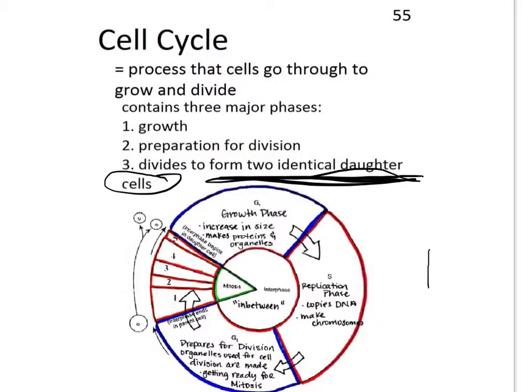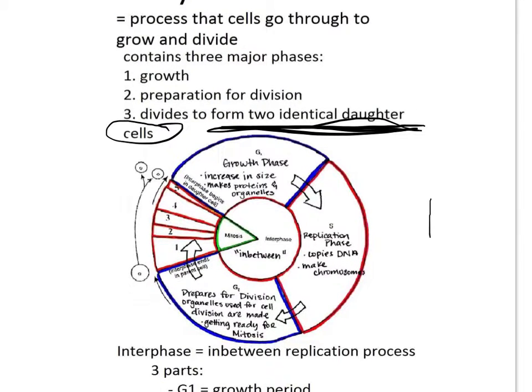Alright, so you should have either received this chart in class, or you can go back into my webpage and find this chart in Unit 2, Part A, to show growth, each of the phases. Growth phase, replication, preparation for division, and mitosis. So, I'm going to go through each specifically.